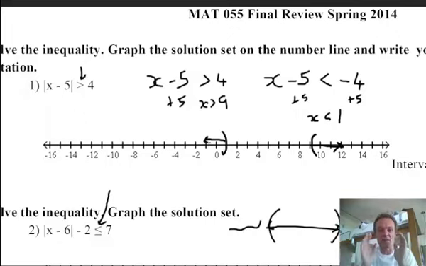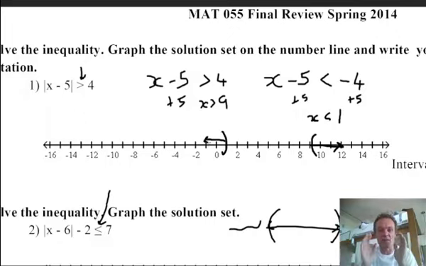Let's have a look at question 2. Oh, we must add a 2 first. Add a 2 first. This is the actual question you are going to solve: the absolute value of x minus 6 is less than or equal to 9. That's where we're going to make a start from.